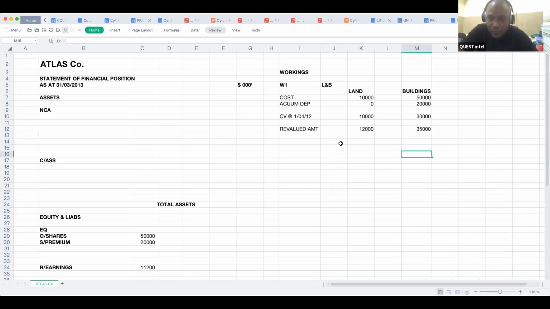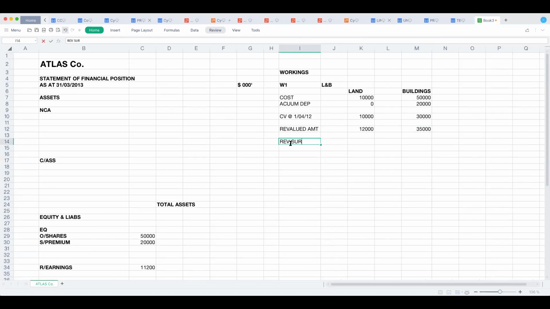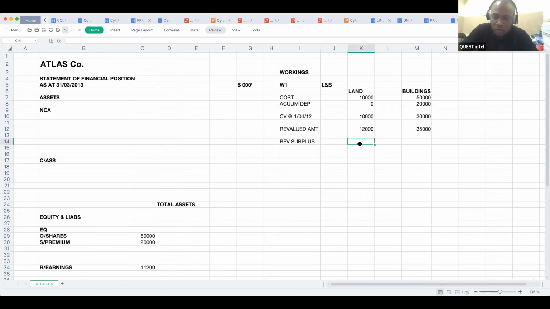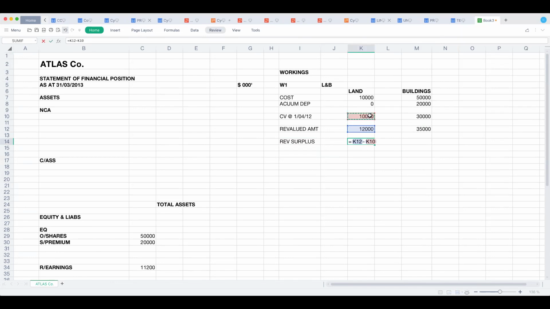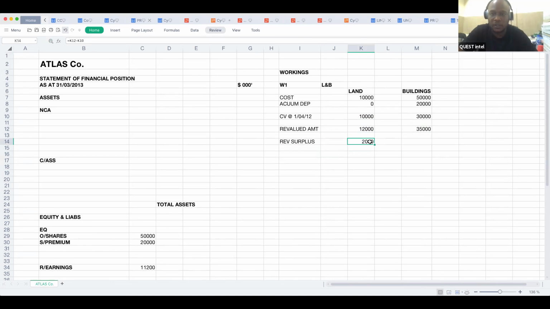So we have, in that case, a surplus. So our revaluation surplus will be equal to the revalued amount minus the carrying value. Same thing, so we can copy this. That's the great thing about it. We can copy this and paste it there, and it will do the work for us. Control V, and 5,000. So our total revaluation surplus now is 7,000. You can see that, right?